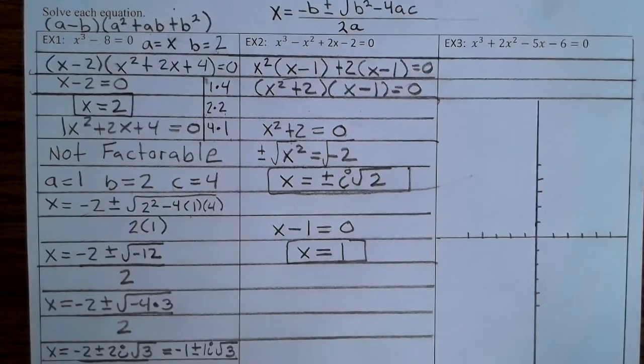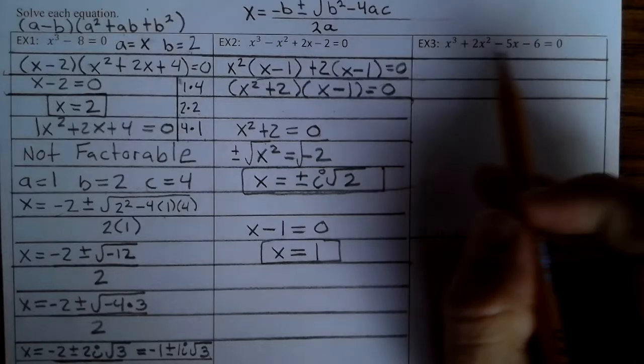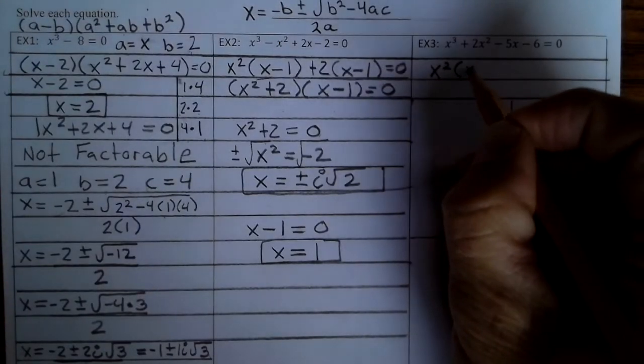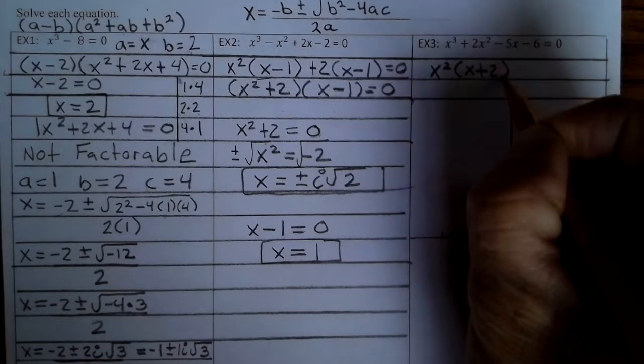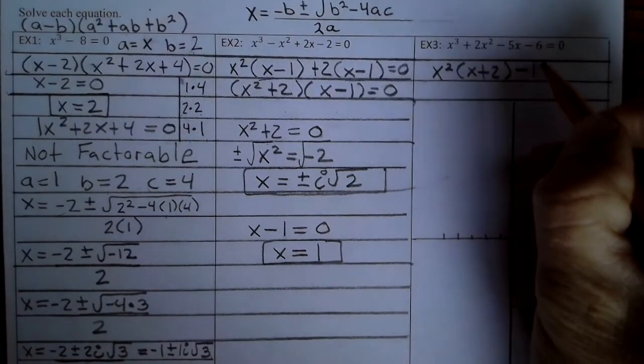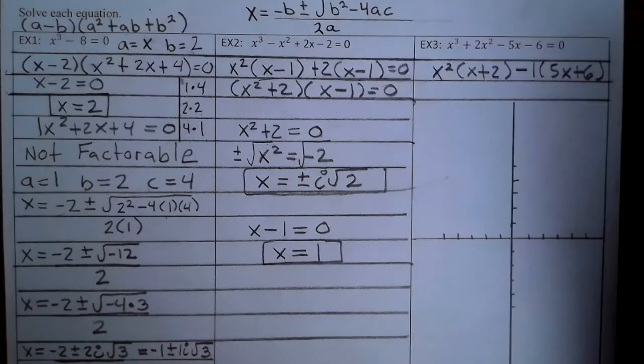Now, there's 4 terms, so we're going to factor by grouping. We're going to take out an x squared, which leaves x plus 2. And the only thing we can take out of here is a negative 1. So that's negative 1 times 5x plus 6. Now, these are not the same, so this is not factorable.